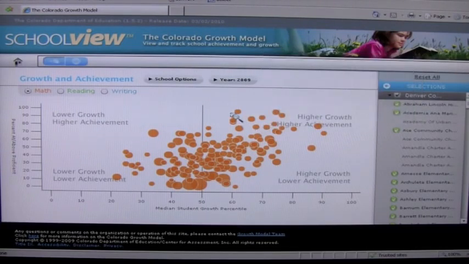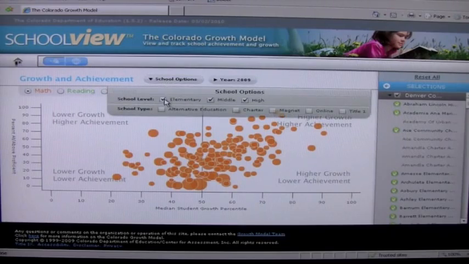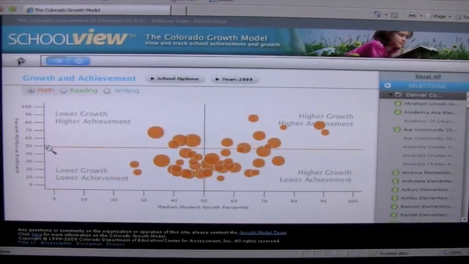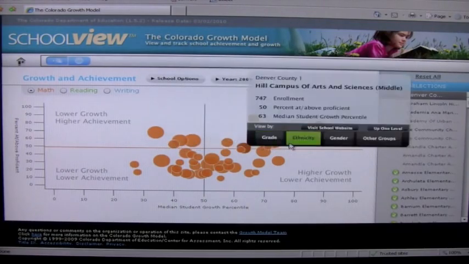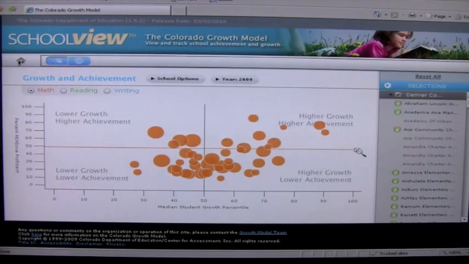but we're actually going to limit this a little bit, and we're going to just pick middle schools. And now we see that we have this horizontal line that goes across, and that horizontal line is the average percent proficient and advanced in the state for middle schools. And then we've got the 50th percentile line right here, which is the state average, or the median student growth percentile for the state, which is equivalent to a year's growth in a year's time.